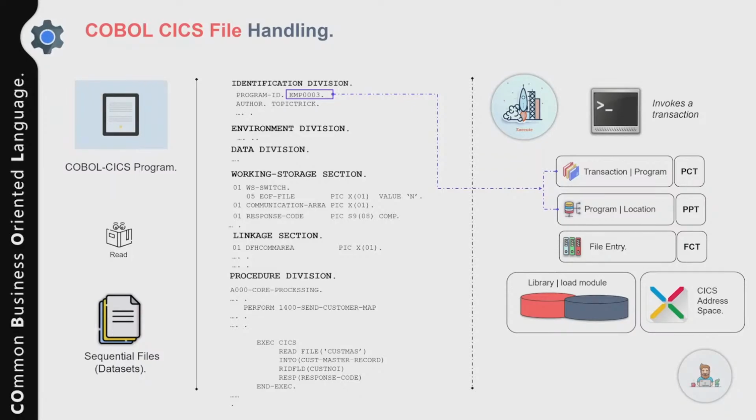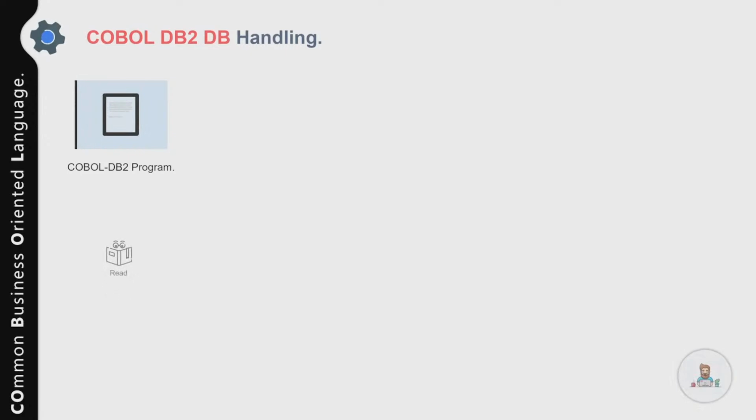So these tables that we have discussed till now in this particular example are just for explanation purposes, to show how exactly a COBOL CICS program is designed and how you can execute your program in a CICS environment. Now let's move on to our next example, that is a COBOL DB2 program, and in this case we are actually reading data from a DB2 table instead of a file.